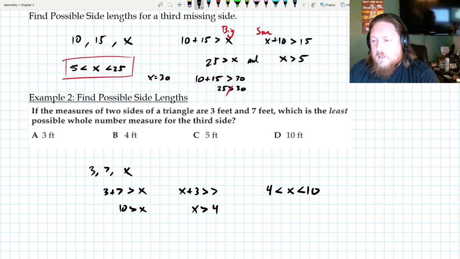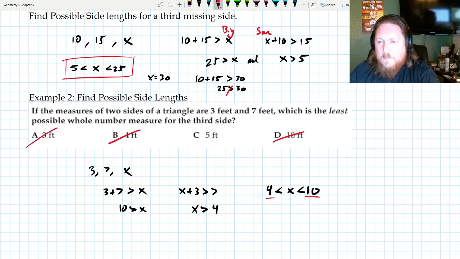So now I take a look at which values are valid for this range. I'm going to cross some stuff out here. 10 feet does not work. It has to be less than 10 feet. 5 feet is between those two numbers. 4 feet, same problem there. It has to be greater than 4 feet, so it can't be 4. And that means it definitely can't be 3 either. So we're only left with choice C.